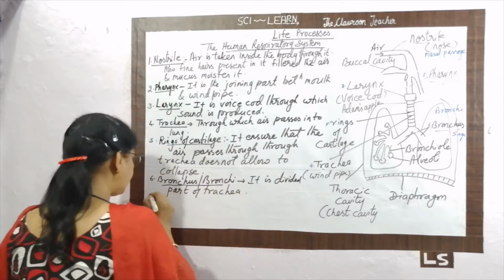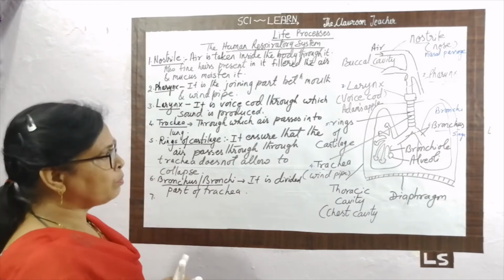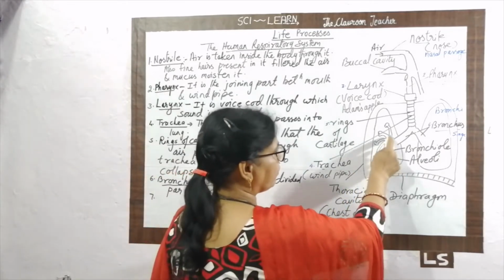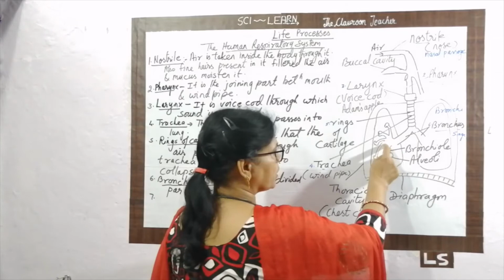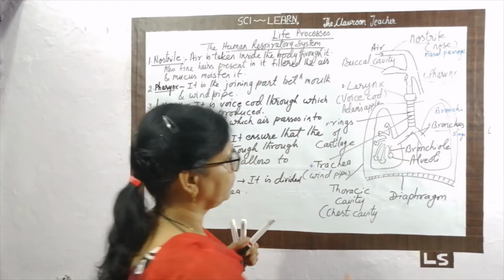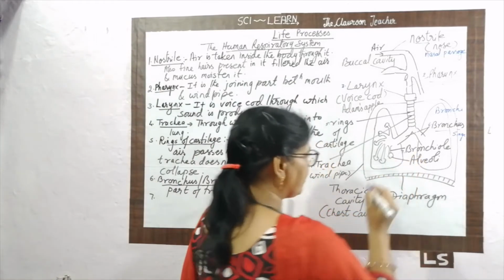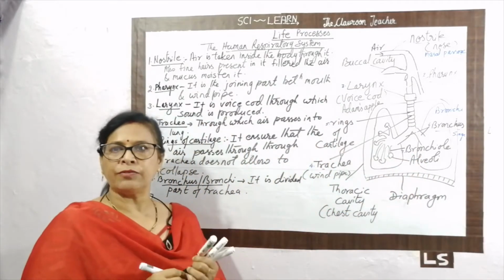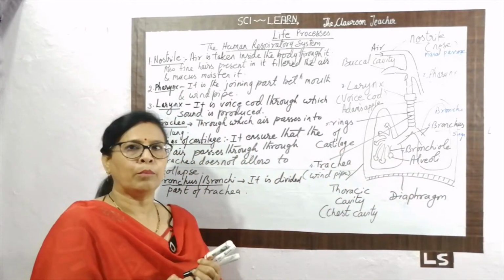Okay. Now move further. Then what happens? This bronchus is further divided into fine tubes, and these fine tubes are called bronchioles. This is organ number 7.